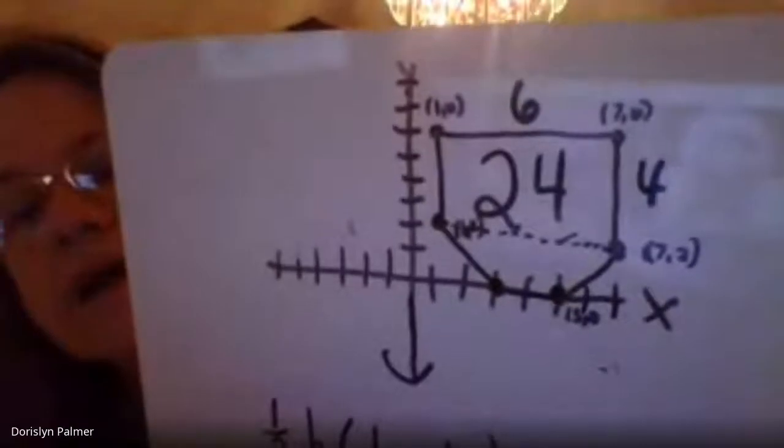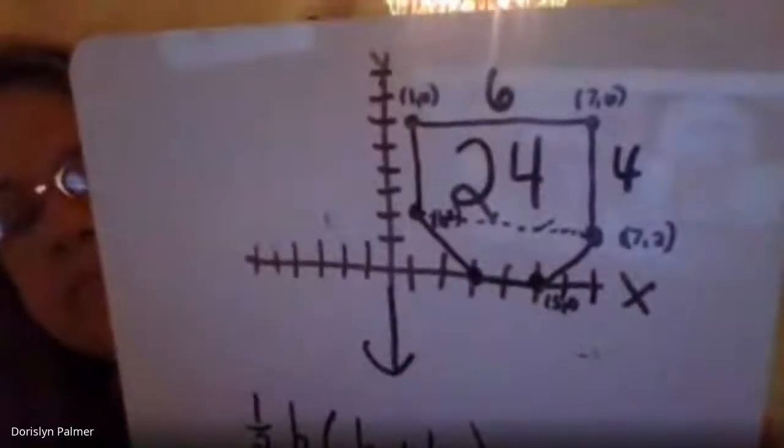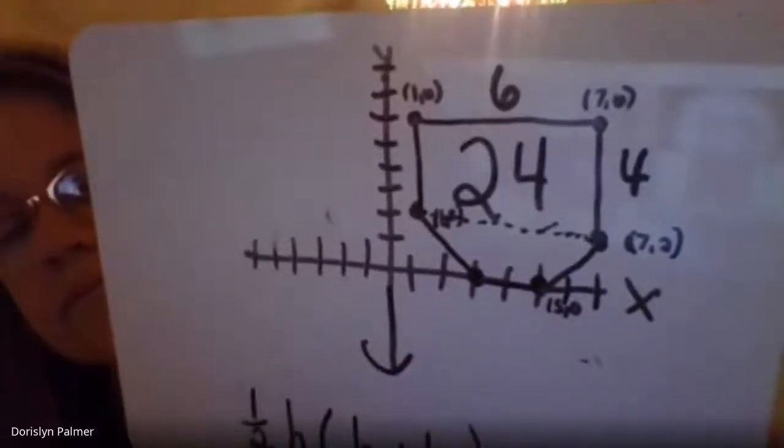This is Nathan, do you know how tall the trapezoid is? You're muted, oh, there you go. Which trapezoid, the one on number 3? Yes. It is 2 units tall. Good, it's 2 units tall.